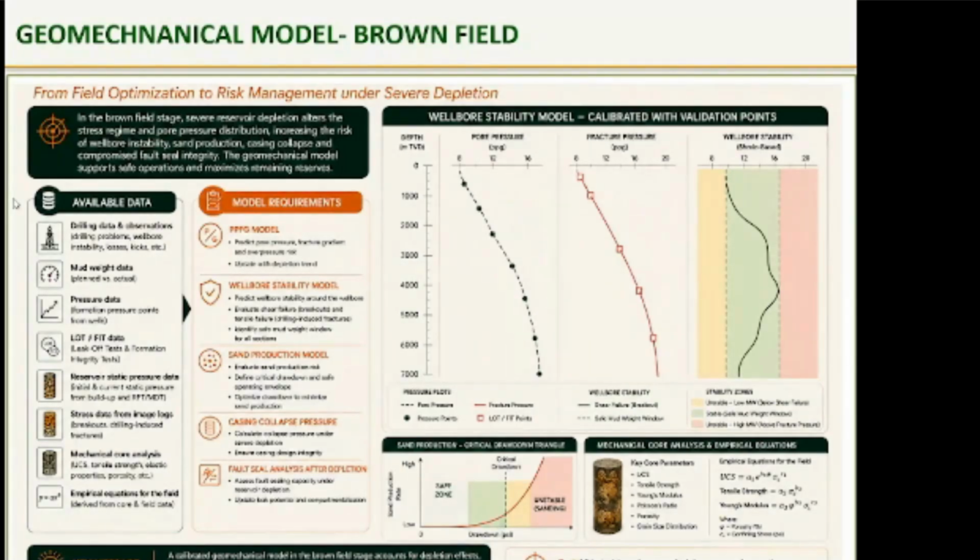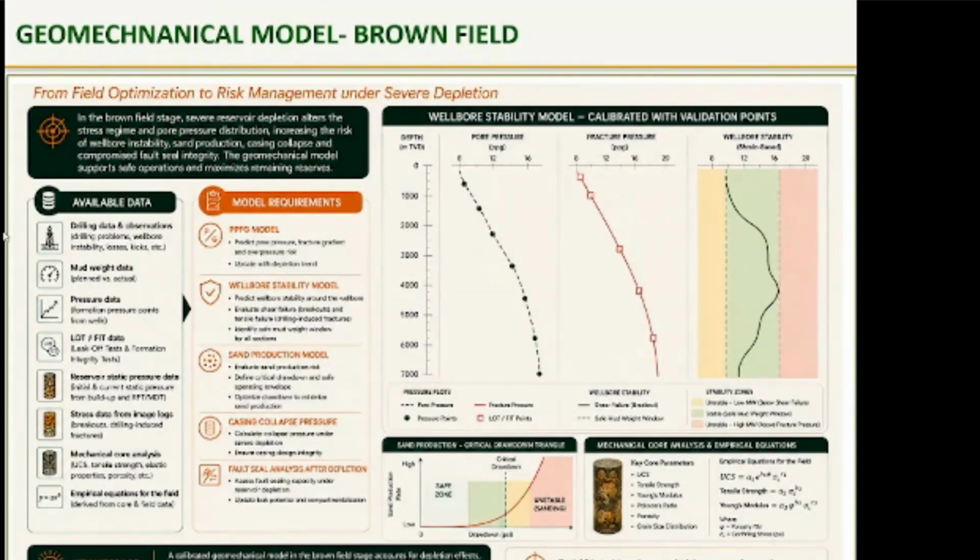In contrast, once you are in the brownfield stage, you have data availability with high confidence and variation. On the other hand, you will suffer from the model requirement, which to some extent will be complicated.